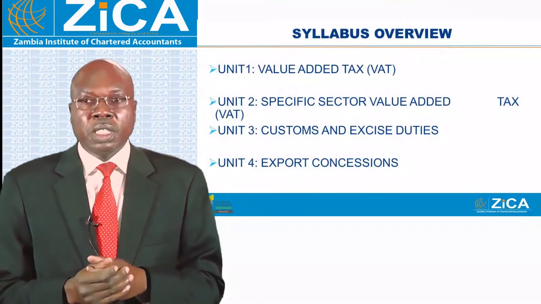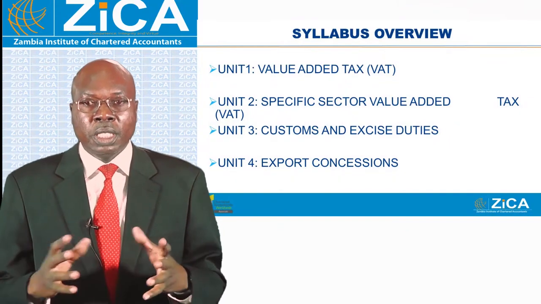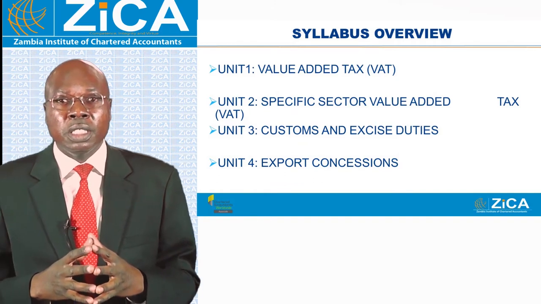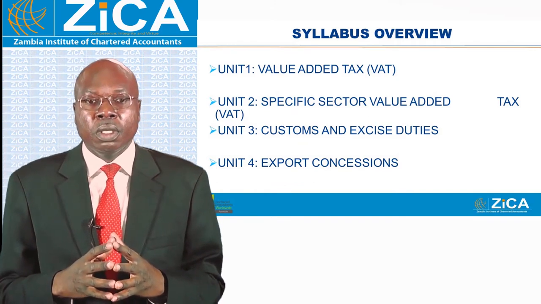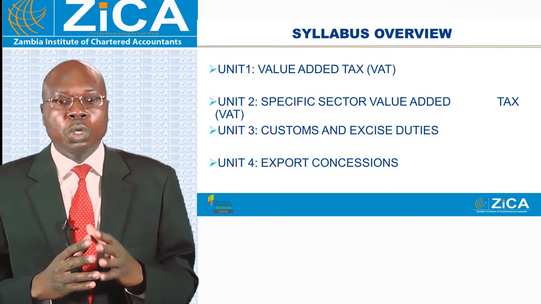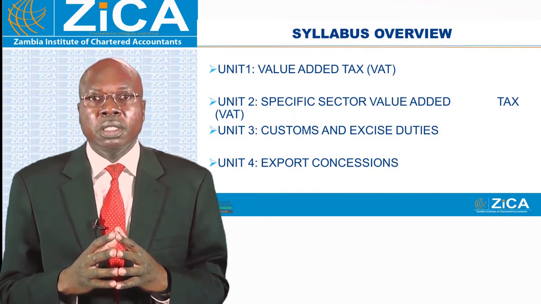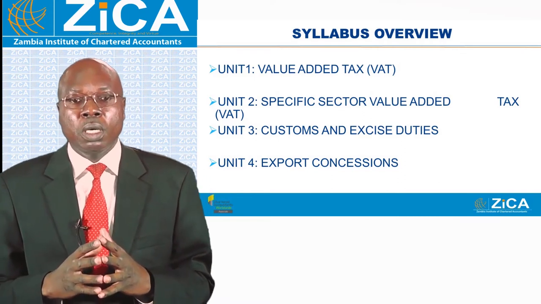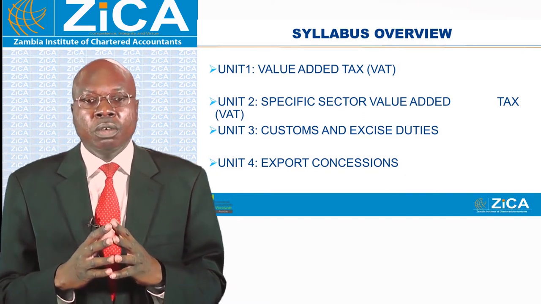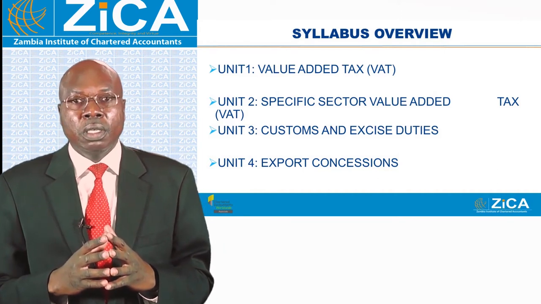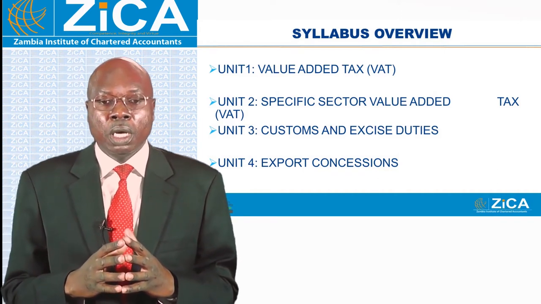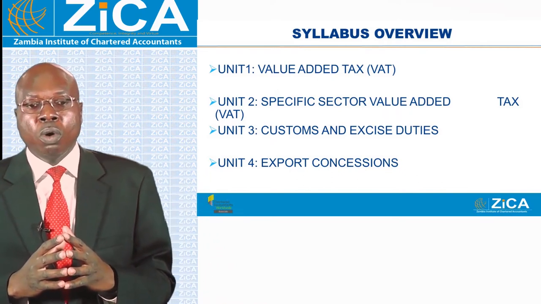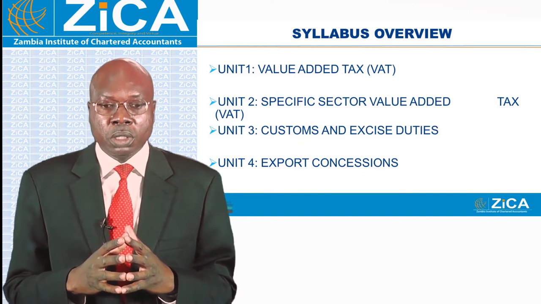Then I'll take you to the syllabus overview, which is basically a summary of what is contained in C5 indirect taxation. Now, unit one, I'm going to talk about value-added tax. And unit two, I'm going to talk about specific sector value-added tax. And in unit number three, I'm going to talk about customs and excise duties. And unit number four, I'll talk about export concessions.